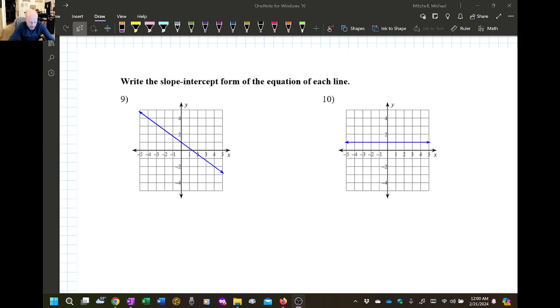Okay, 9 to 12, again, we're doing the same thing. We're writing the equation of a line in slope-intercept form. So again, we're using our, what color should we go this time? Let's go orange. y = mx + b. Except this time you're not given the slope.